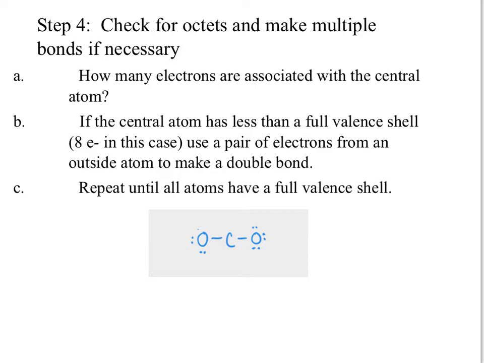I am going to move these, let's draw our electrons back in because I erased them. So I'm going to move these 2 electrons in here, and I'm going to move these 2 electrons in here. So I move lone pairs, these pairs of electrons that are around the outside atoms are called lone pairs. I move lone pairs of electrons in to make bonds with the central atom.